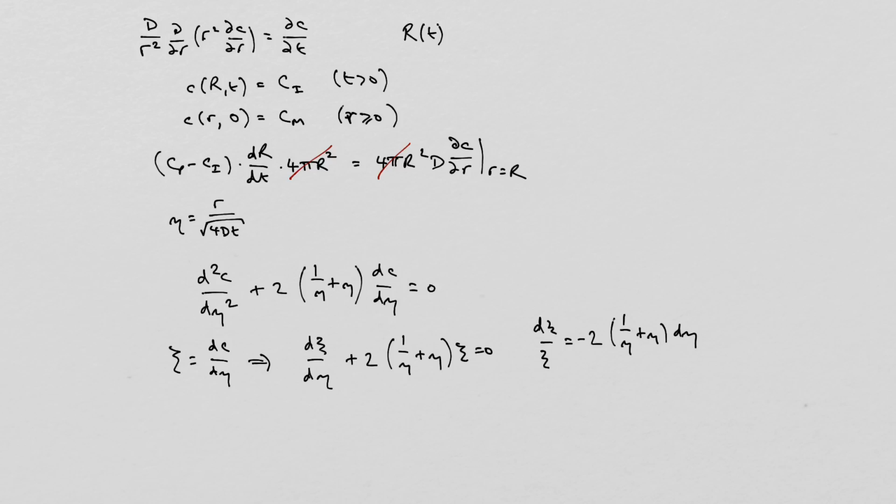Okay, so log of psi is going to be minus 2 log eta minus eta squared plus constant. So it turns out that psi is psi naught over eta squared e to the minus eta squared. Okay, and that's dc by d eta. And when I integrate that up, I can integrate that up by parts.